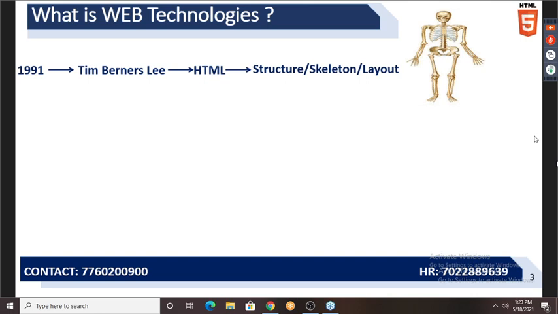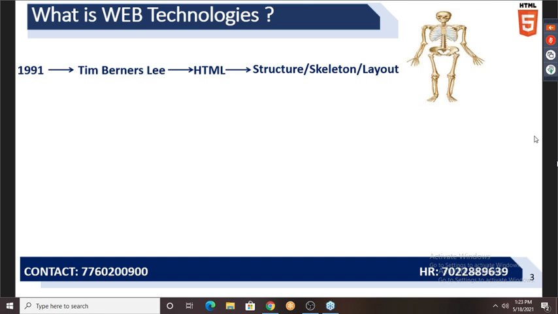Skeleton is providing the structure to our body. Yes or no? Without skeleton, no structure. Same thing, guys: HTML is providing the structure. What type of structure it should be, HTML is going to decide.